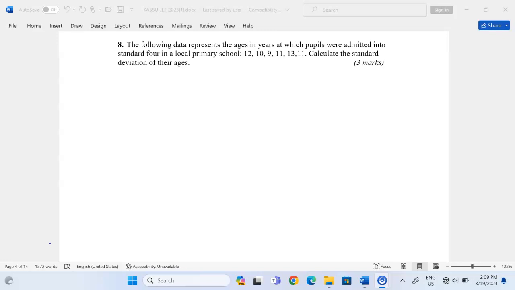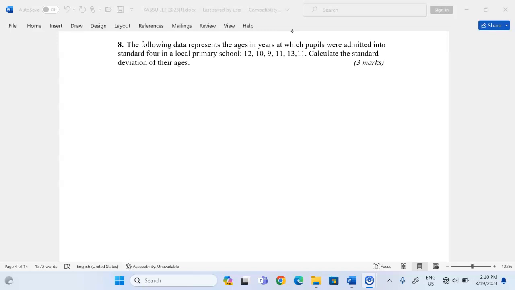Number 8. The following data represents the ages in years at which pupils were admitted into Standard 4 in a local primary school: 12, 10, 9, 11, 13, and 11. Calculate the standard deviation of their ages.